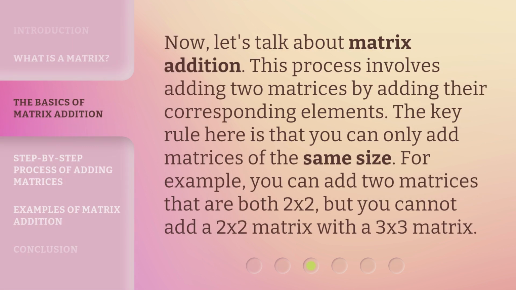Now, let's talk about matrix addition. This process involves adding two matrices by adding their corresponding elements. The key rule here is that you can only add matrices of the same size. For example, you can add two matrices that are both 2 by 2, but you cannot add a 2 by 2 matrix with a 3 by 3 matrix.